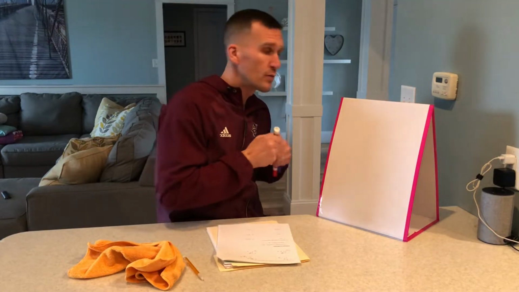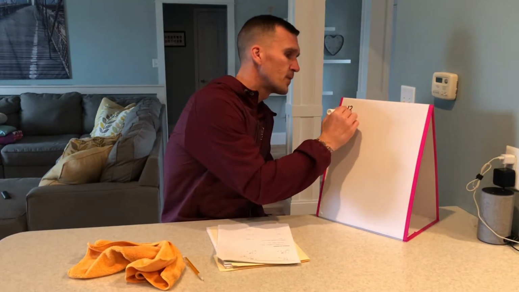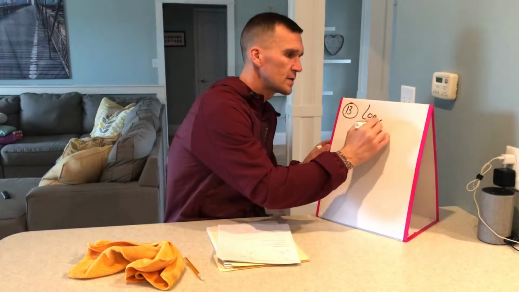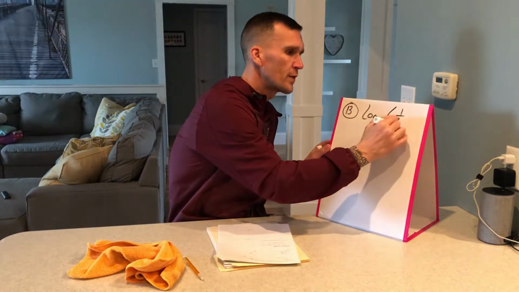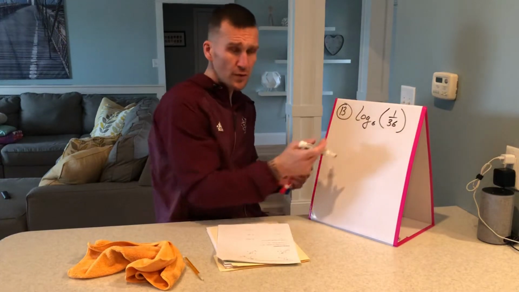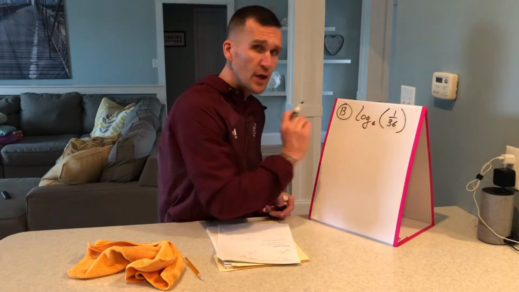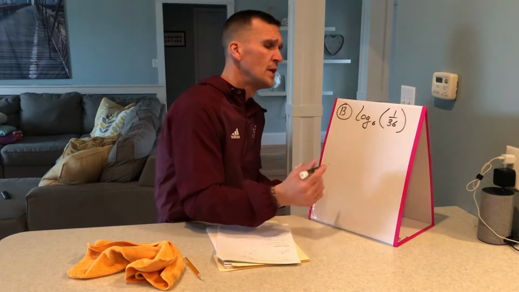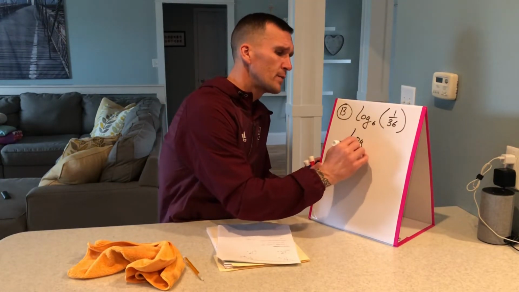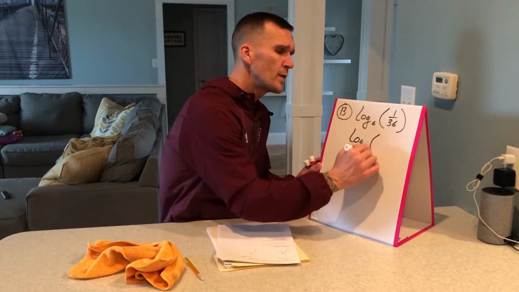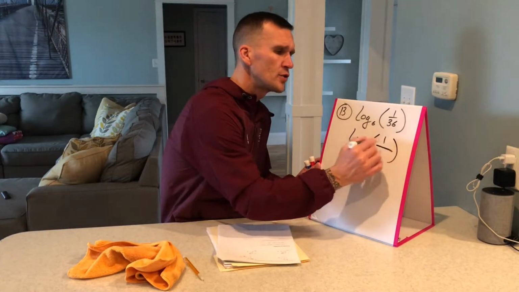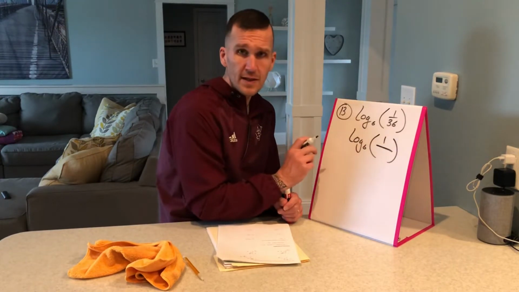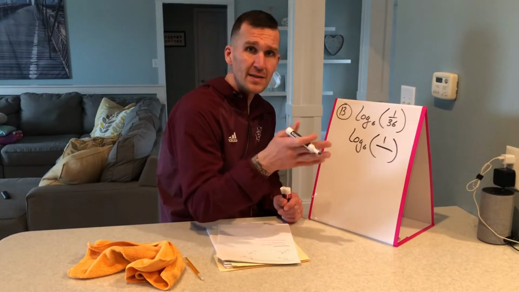So let's see if we can get through these. Number 13, we have log base 6 of the fraction 1/36. Now, in order to get the base and the argument to match up, I'll need to do about 2 steps. The first thing I would want to do is not worry about the entire fraction, just worry about the denominator. 36 can be written as 6 squared.